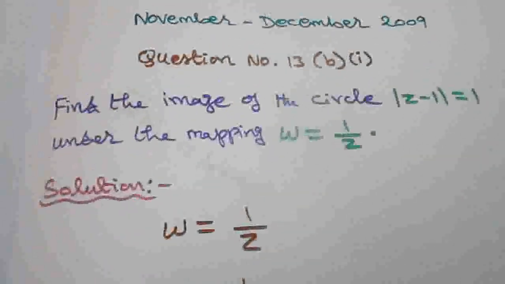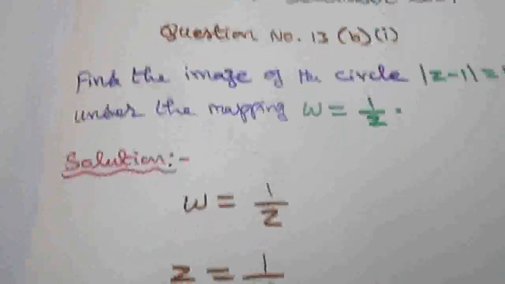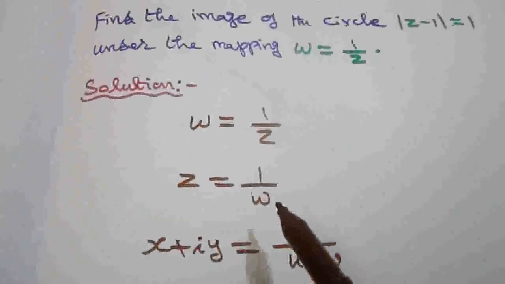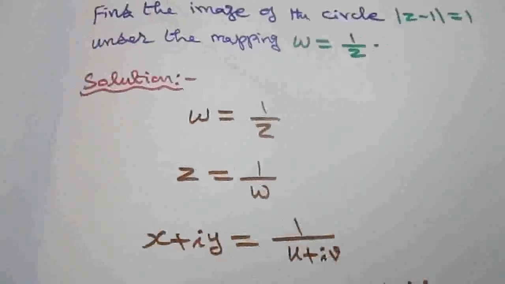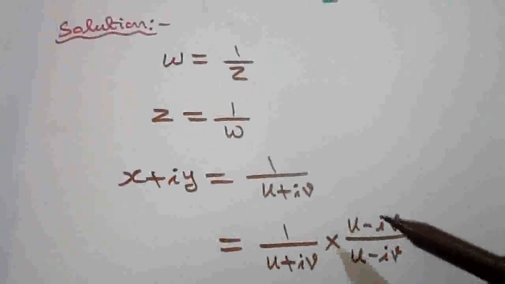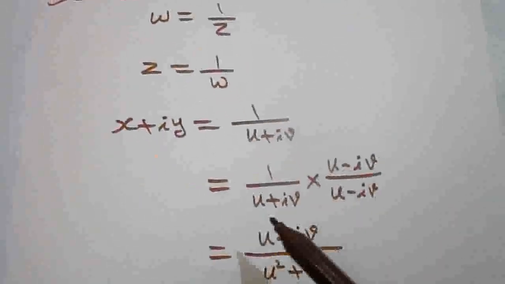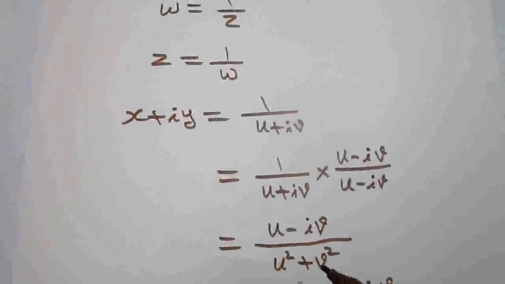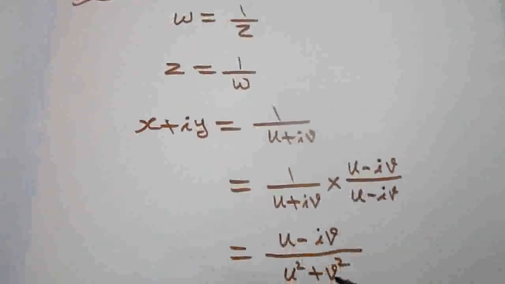Okay, so now I am taking the given transformation w is equal to 1 by z. This can be written as z here and w here. So z equal to x plus iy and w is equal to u plus iv. Take the conjugate: u minus iv by u minus iv. Now multiplication of numerator is u minus iv. Denominator multiplication is a plus ib into a minus ib, which is a square plus b square. Actually a plus b into a minus b is a square minus b square. The i square term is minus, so minus of minus is plus.